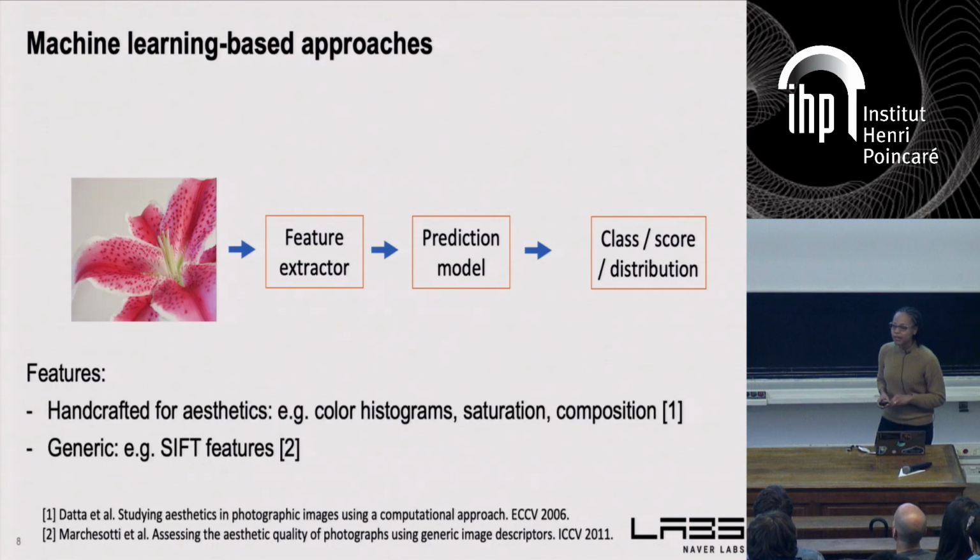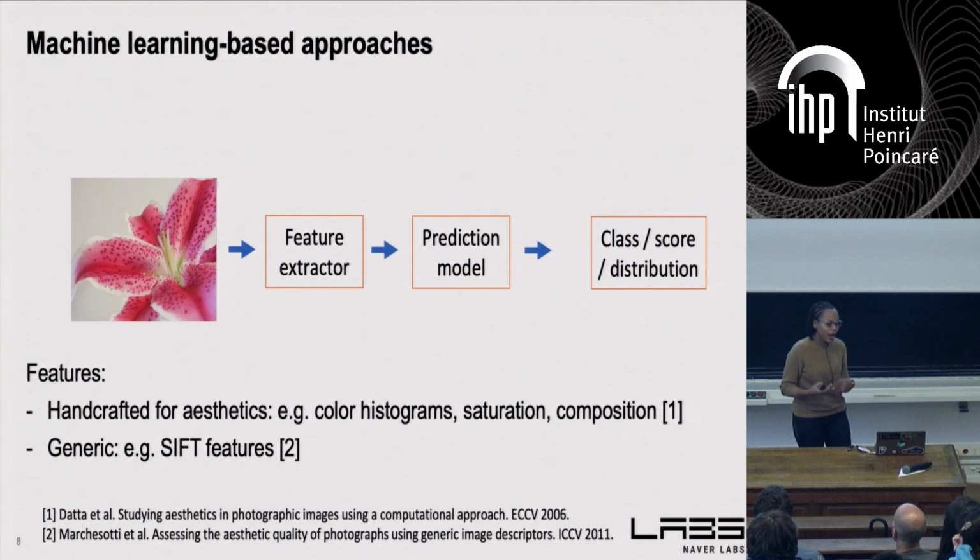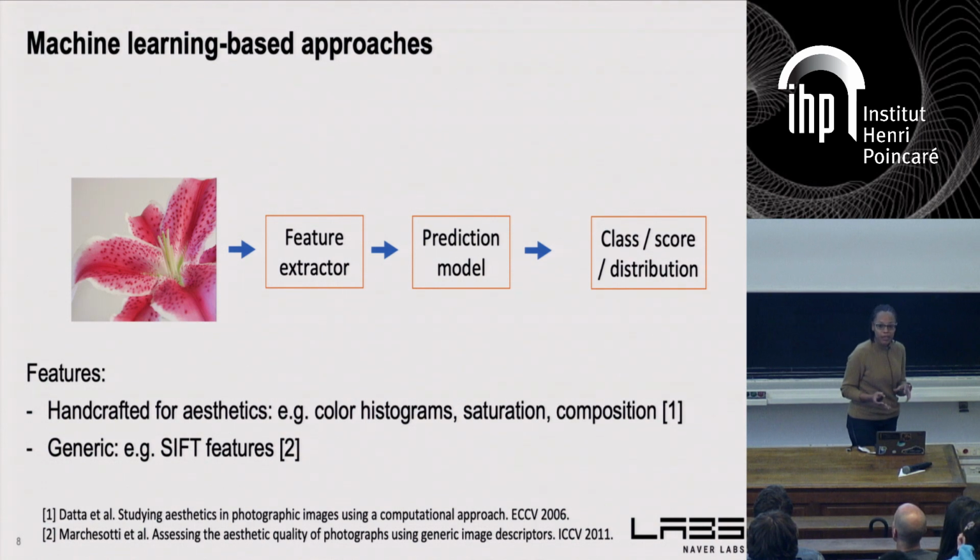For this task, the types of features that have been used in the past have been handcrafted to determine the aesthetics of an image. If I wanted to know whether an image is high quality or low, I would consider things like blur, contrast, saturation of colors, composition of the image. There have been a lot of features in the past designed to capture these properties.